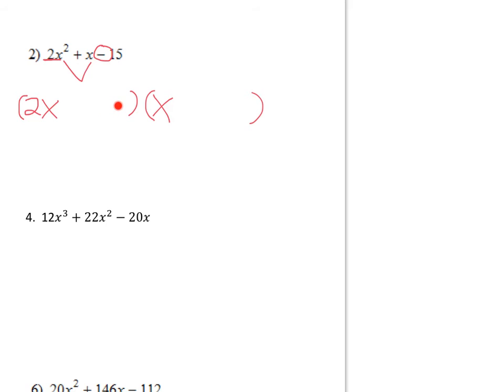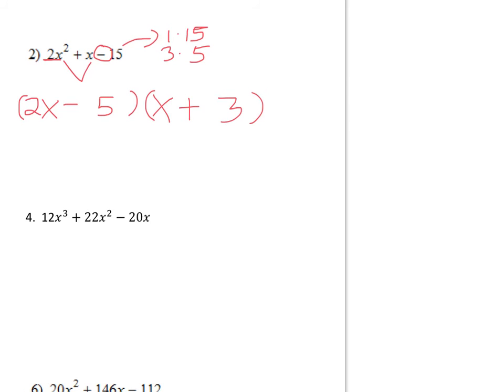The last number for each of these two binomials is going to be a factor of 15. And the only factors of 15 are 1 and 15 itself, and 3 and 5. The only thing that winds up working is if I put a 5 here and a 3 here. Then we have to figure out where we put the minus and the plus, and I believe this works right here, the minus and the plus.